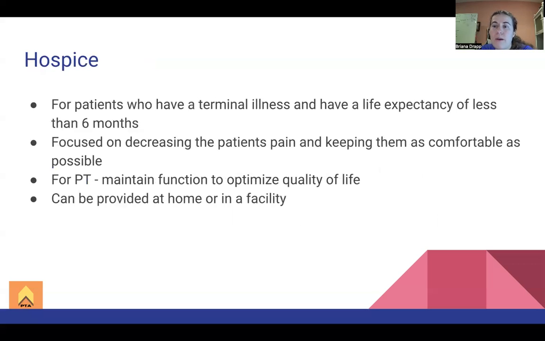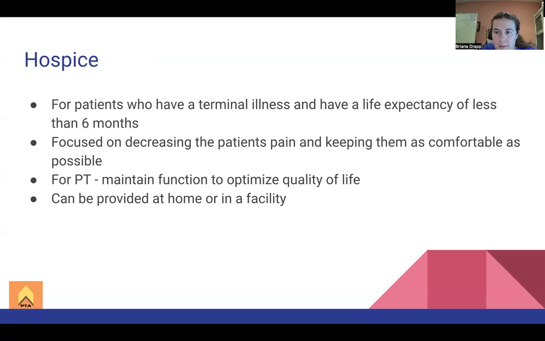So this is patients who have a terminal illness and the life expectancy is less than 6 months. So that's an important number to remember. Not sure if the board's asked about it, but when you're thinking about how long a patient has left on hospice, their life expectancy has to be less than 6 months. And that's determined by a physician. So someone who makes a lot more money and probably has a lot more student loans than us. So this is focused on decreasing the patient's pain and keeping them as comfortable as possible.